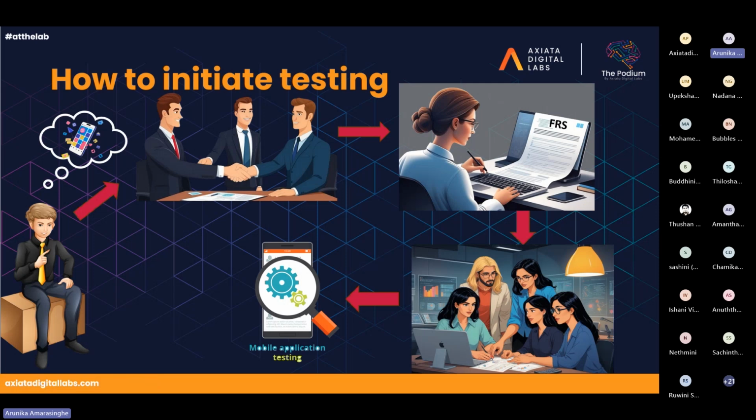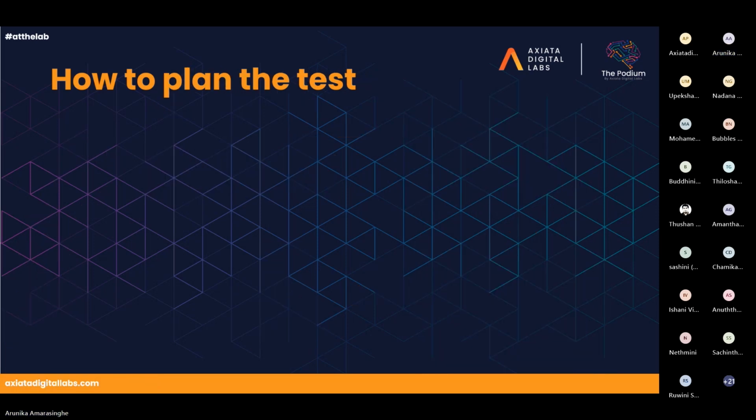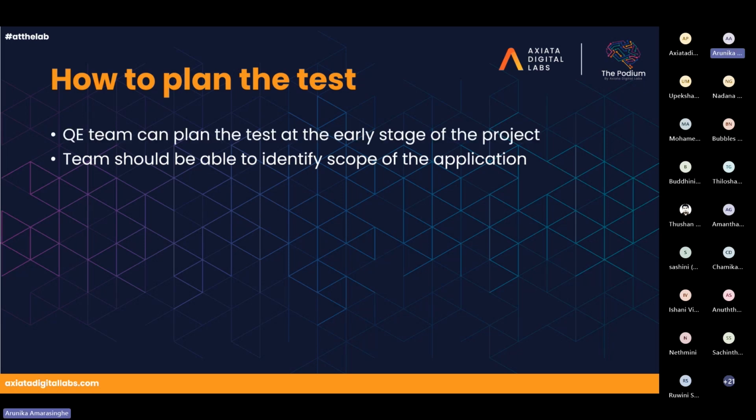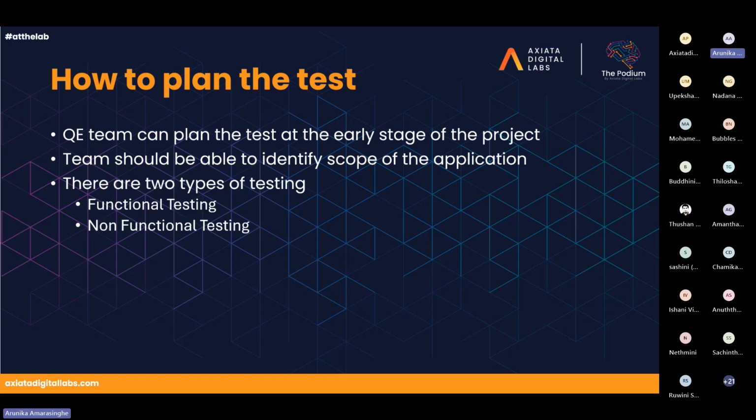Now we have a mobile application to test. So let's think about how we are going to plan the test. First, we should identify the scope of the application. We will be testing a mobile application and we need an idea of how to plan this test. To achieve that, there are types of testing. We have to make sure our application is functionally and non-functionally stable. By keeping that in mind, you can plan the test.